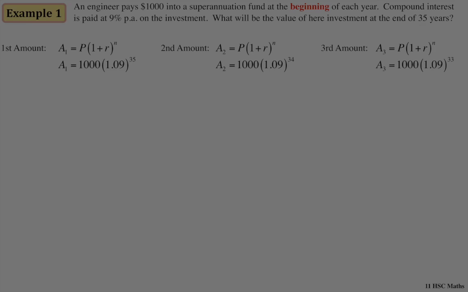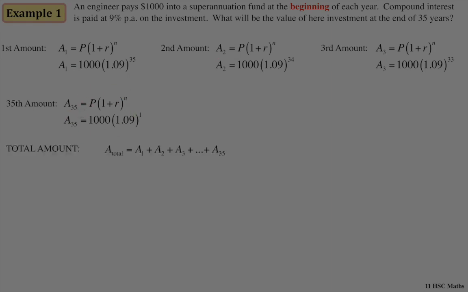Follow that pattern through. What would he earn on the 35th payment of $1,000? Well, $1,000 goes in, 1.09. He's only going to earn 1 year's worth of interest. At the beginning of the 35th year, he's going to earn 1 year's worth of interest because he's collecting it at the end of the 35th year. So there's his amount. How much money does he get altogether? Well, he gets that payment, that payment, that payment, all the way through to the 35th payment. So there's 35 separate amounts.